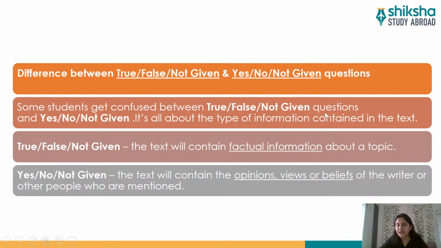It's all about the type of information contained in the text. So let's see what the information is in each of them. True, false, not given questions: the text will contain factual information about a topic. The important keywords have also been underlined, so just look out for them. Secondly, in yes, no, not given questions, the text will contain opinions, views, and beliefs of the writer or of the other people who are mentioned.